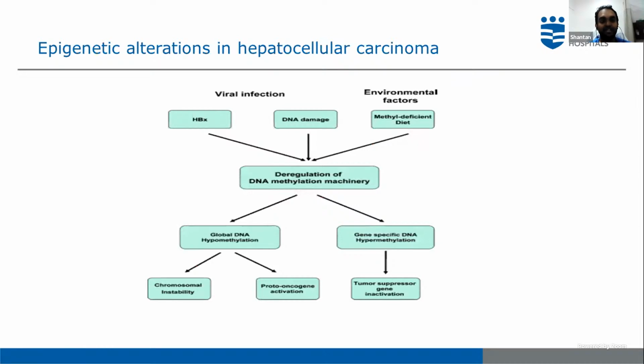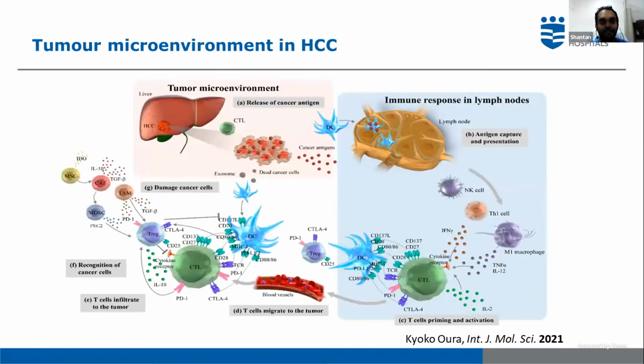After the transcription level, there are epigenetic alterations, which are the methylation changes. DNA methylation will be there. There will be global DNA hypomethylation and hypermethylation. These methylation and hypermethylation changes lead to further development of HCC.